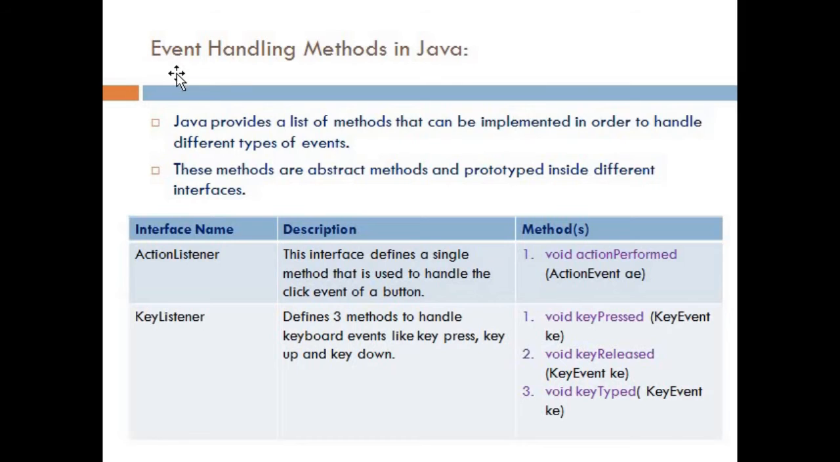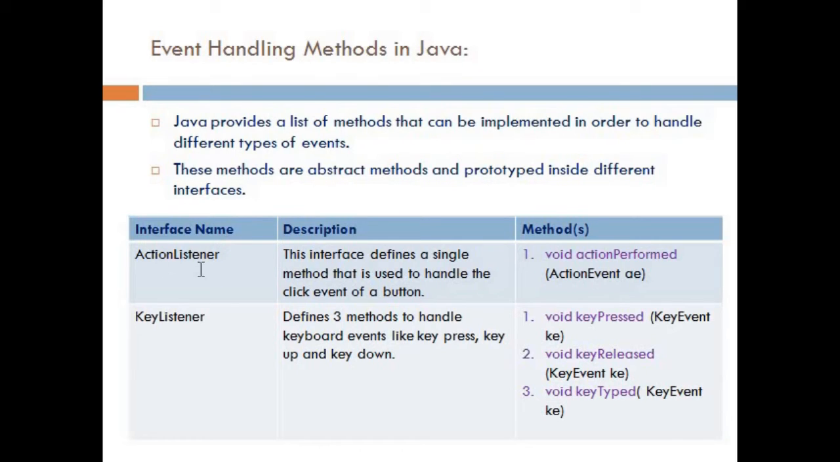Let's start the new topic known as the event handling methods in Java. Java provides a list of methods that can be implemented in order to handle different types of events. These methods are abstract methods, and they are prototyped inside different interfaces. Usually the interfaces are the listeners. The chart below shows the different types of methods that are prototyped inside different listeners.